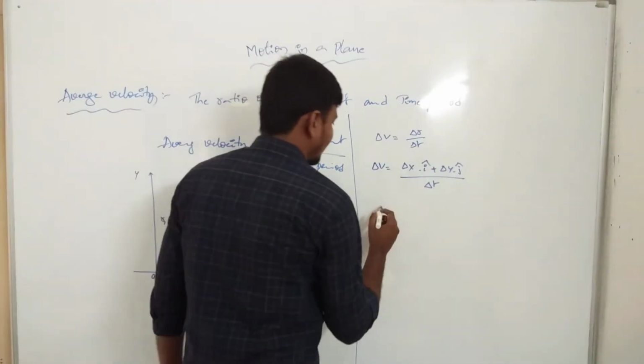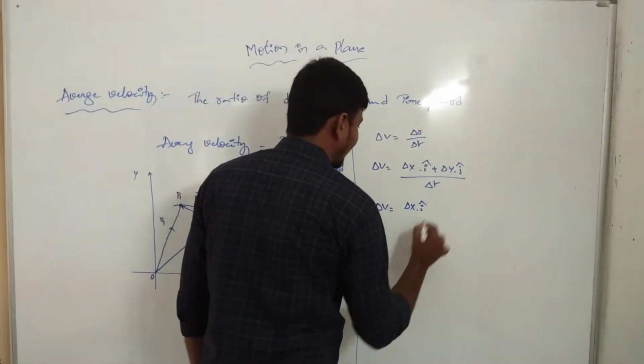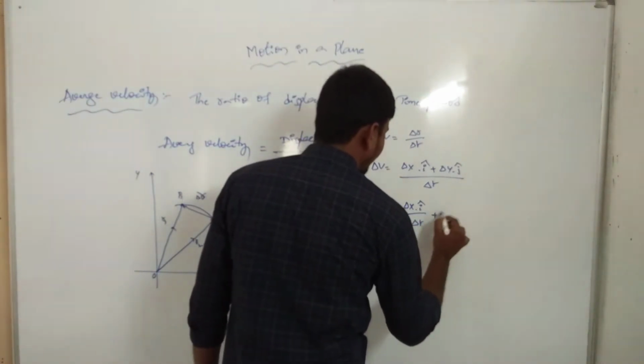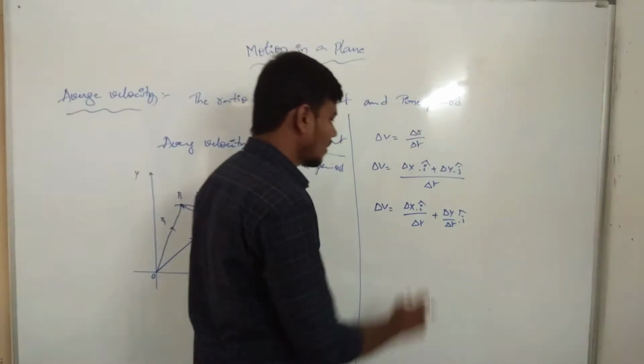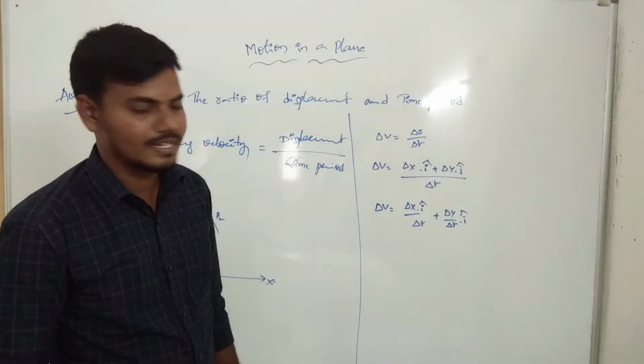Separating the values, delta v is equal to delta x by delta t into i cap plus delta y by delta t into j cap.